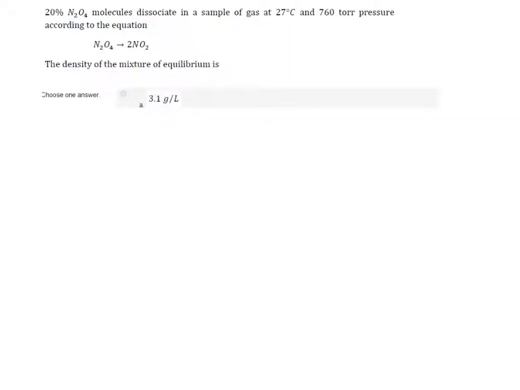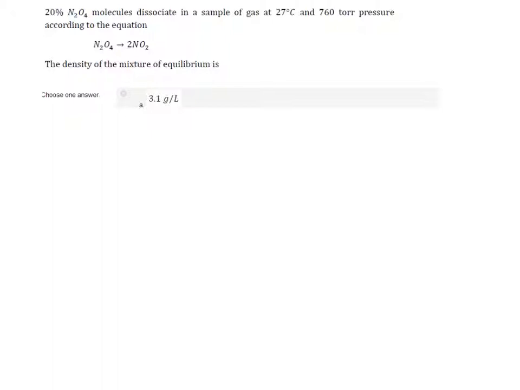Okay, there seems to be some confusion about how to approach this problem or what's really happening in this problem. So here's the problem itself. 20% of N2O4 molecules dissociate in a sample of gas at 27 degrees and 760 torr pressure, and the equation is given. You need to find the density of the mixture at equilibrium.